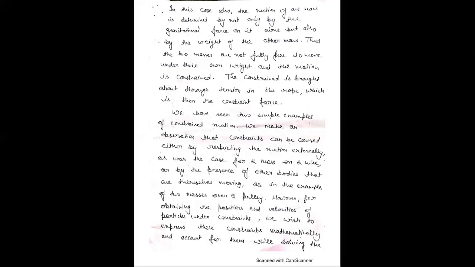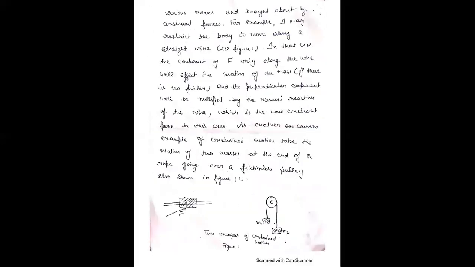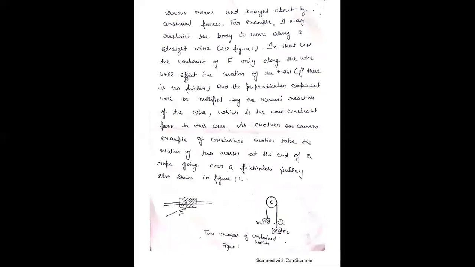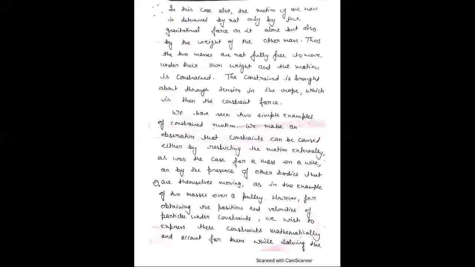Now we make an observation that a constraint can be caused either by restricting the motion externally. In this case, the motion of the body is restricted externally by the normal reaction, or by the presence of other bodies. In this case, the motion of M1 is restricted by M2. M2 is another body, and the motion of M2 is restricted by M1. That is, by the presence of other bodies that are themselves moving, as in the example of two masses over a pulley.